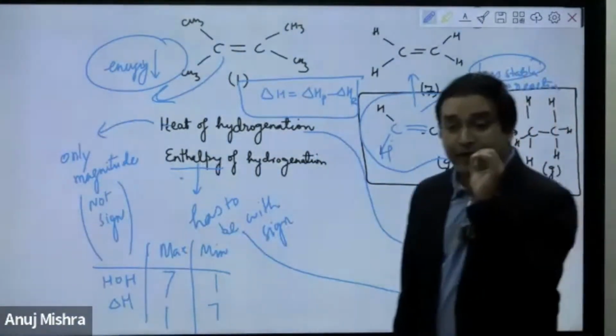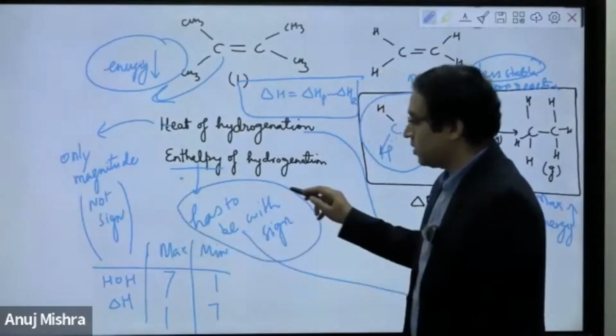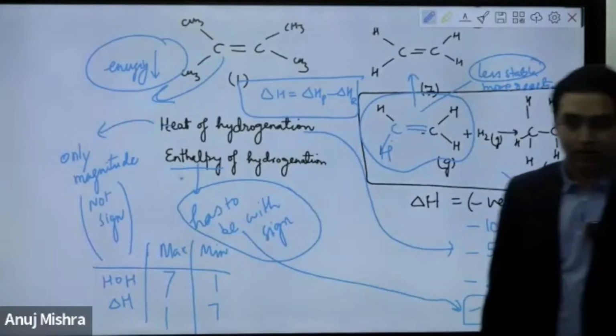Exactly. Enthalpy is with sign. That's what I've written here. It has to be with sign. It's the same thing, the same magnitude. With delta H, the sign is there, and with heat of hydrogenation, the sign is not there.